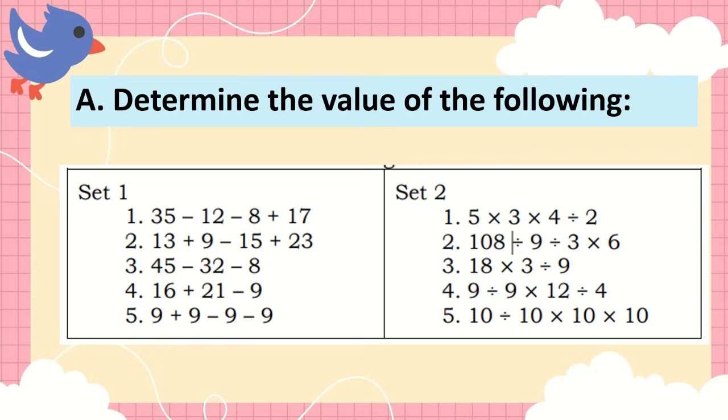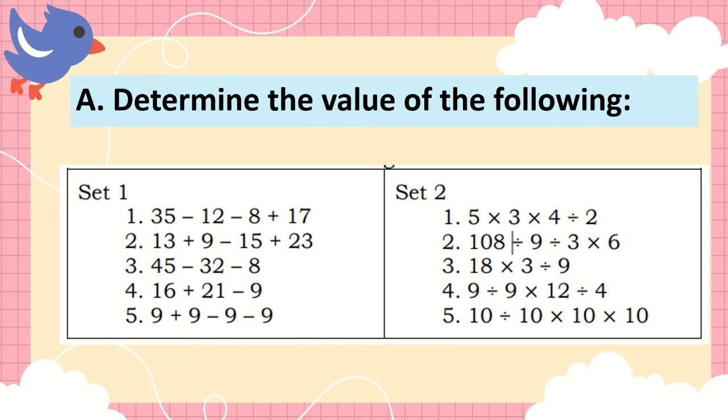For day 2, determine the value of the following. Set 1. Number 1, 35 minus 12 minus 8 plus 17. 2, 13 plus 9 minus 15 plus 23. 3, 45 minus 32 minus 8. Number 4, 16 plus 21 minus 9. Number 5, 9 plus 9 minus 9 minus 9.